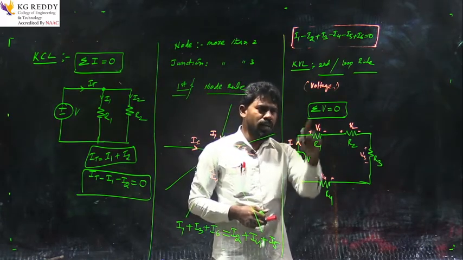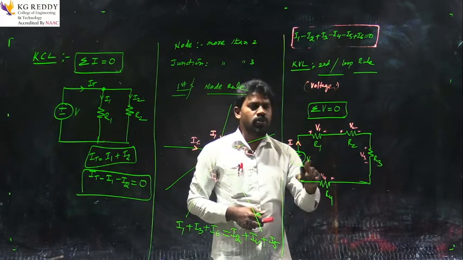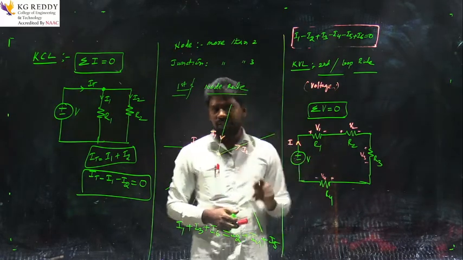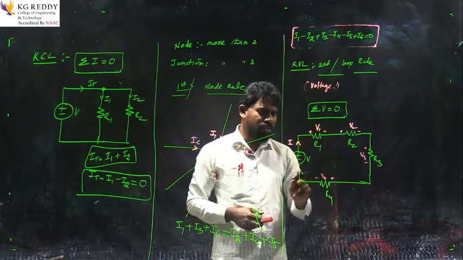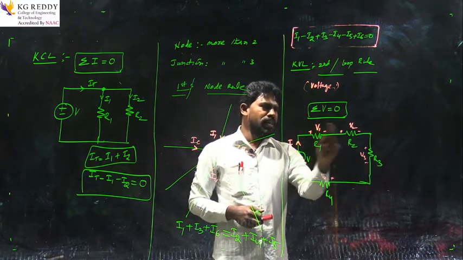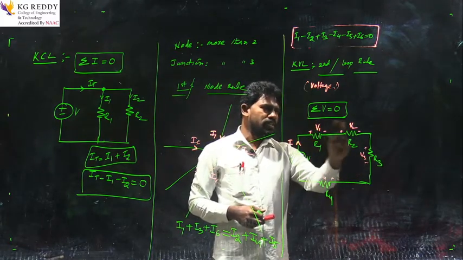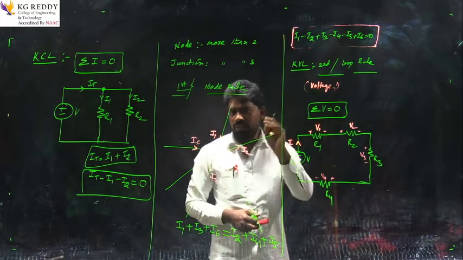Before writing the equation of voltage for this network, you have to identify how many voltages are there in the network. Now you can see I am going to count it. This is V1, V2, V3, V4, and this is one more, 5. How many voltages are there?